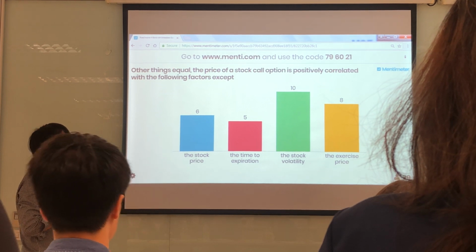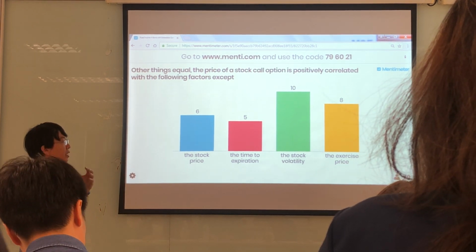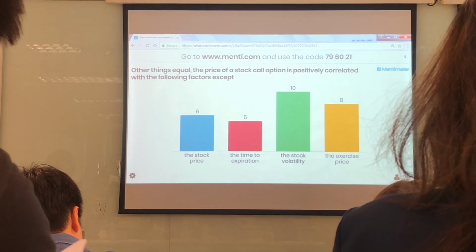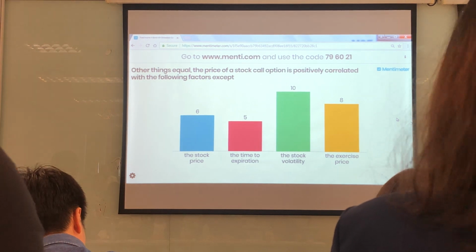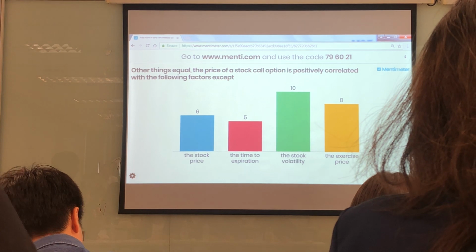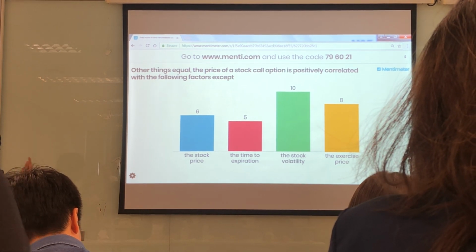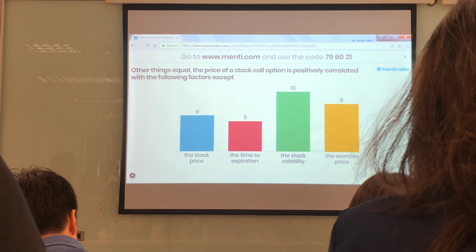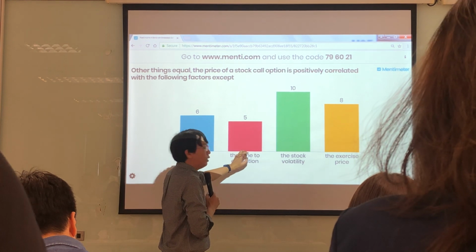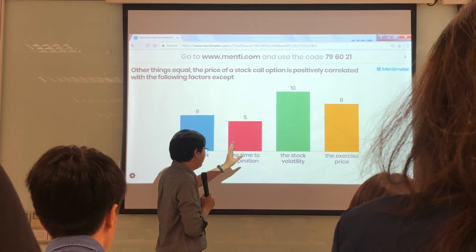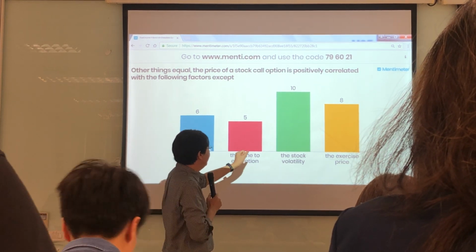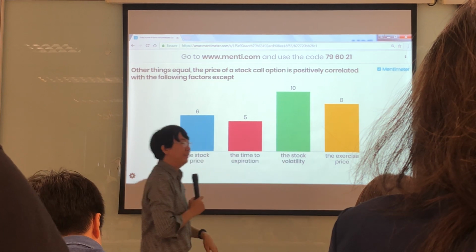It's just one day. So time to expiration may not have a positive correlation with the value of the call. But for the American option, yes, there is a positive correlation, because the longer the period, the more opportunity or chance that the value of the call will be positive. Anyway, in this case, this is correct, even though not 100% correct, because for the European option maybe not.